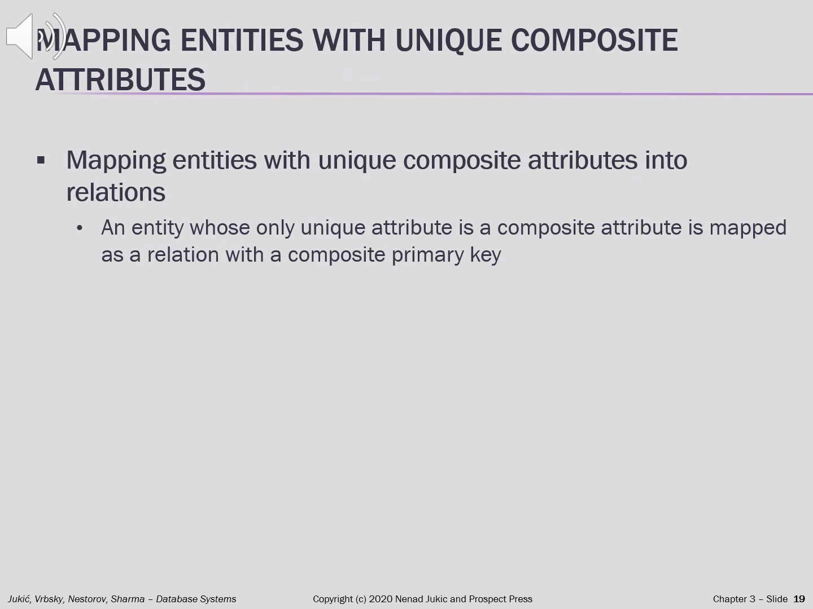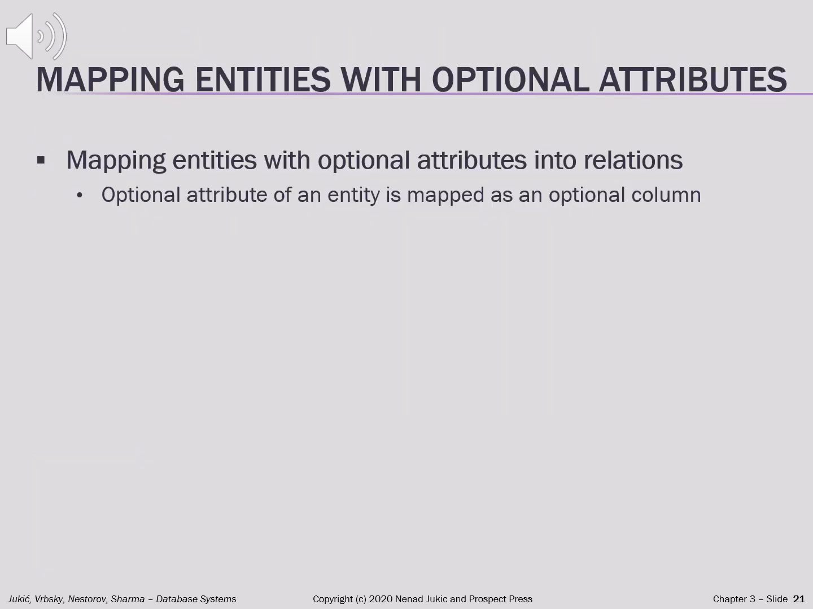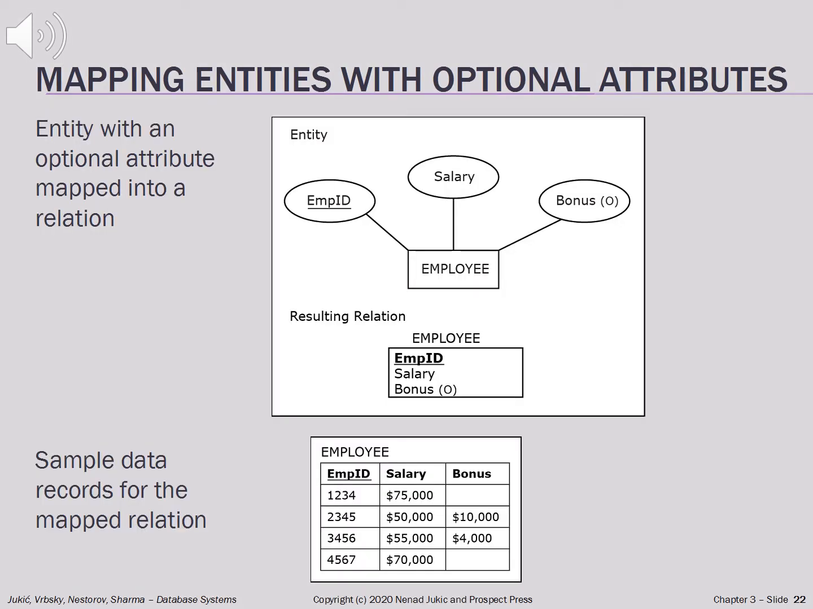An entity whose only unique attribute is a composite attribute is mapped as a relation with a composite primary key. Here we see an entity with a unique composite attribute mapped into a relation, and the sample data records for the mapped relation. Note that neither building nor room number are unique, but their combination is. An optional attribute of an entity is mapped as an optional column. In this example, note that the optional column bonus in the table employee, mapped from the optional attribute bonus in the entity employee, does not have to have a value in each row.